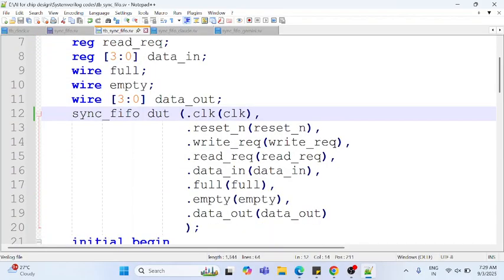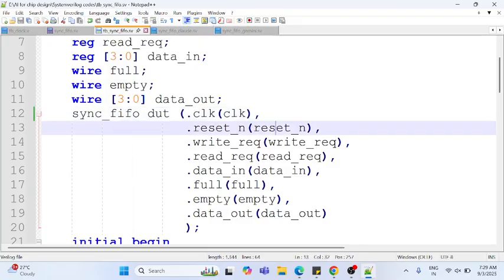So sync FIFO instantiation. I am using the same signal names here as well, therefore no change, just to map them. So the order is based on the name, mapping by name.